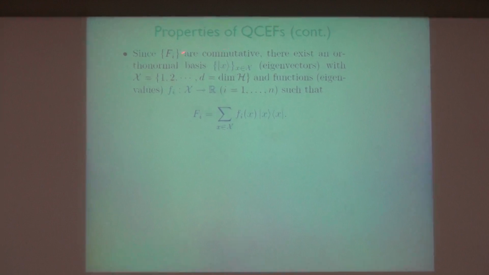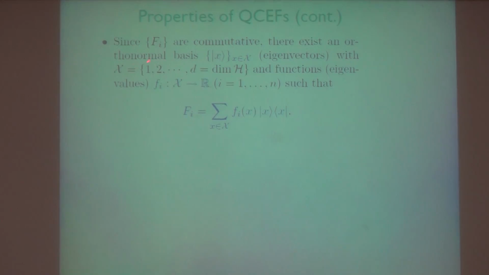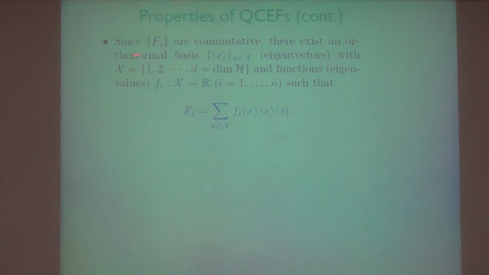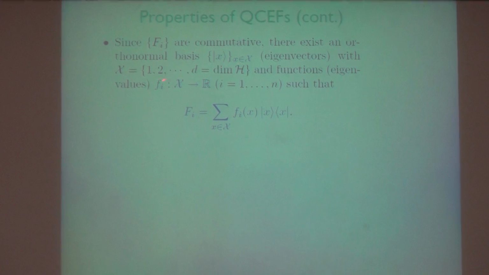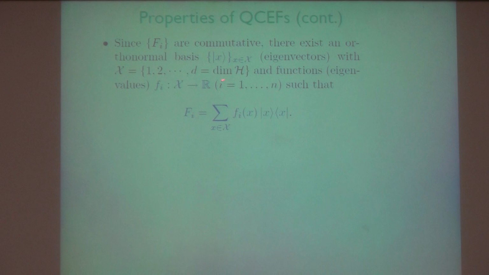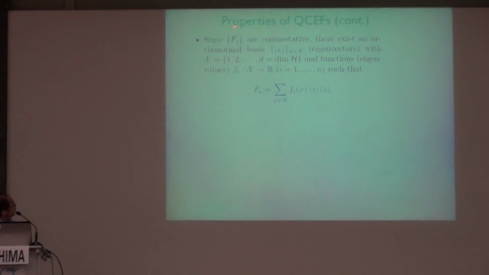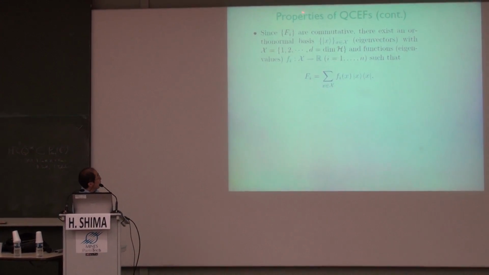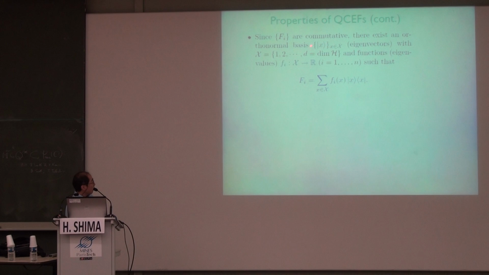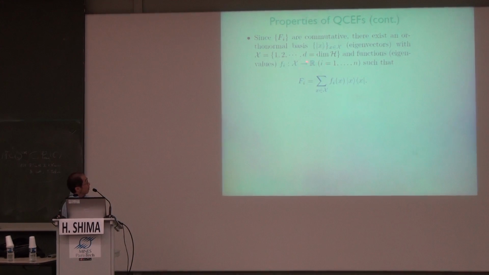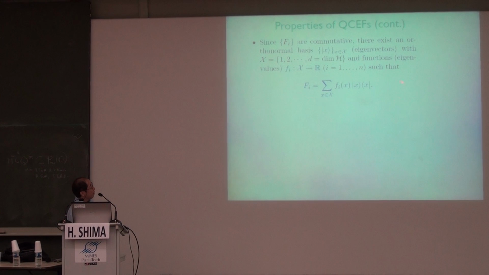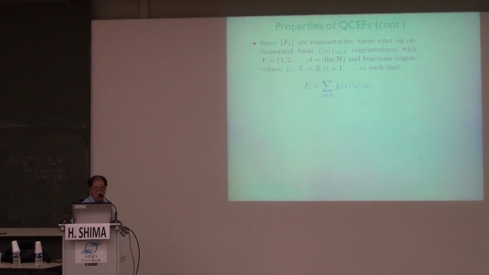So let me give some properties of QCEFs. Since the F_i are commutative, there exists an orthonormal basis X such that the set of small x has distinct values. And since the F_i are commutative, they have common eigenvectors, which we denote x. Denoting the eigenvalues by F_i, capital F_i is represented in this form.